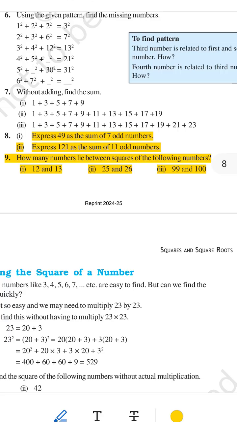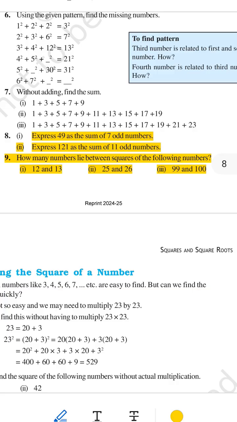Express 49 as the sum of 7 odd numbers. We know 49 equals 7 squared. So we add the first 7 odd numbers. Odd numbers are 1, 3, 5, 7, 9, 11, 13. Add them. 1 plus 3 is 4. 4 plus 5 equals 9. 9 plus 7 equals 16. 16 plus 9 equals 25. 25 plus 11 equals 36. 36 plus 13 is 49. So 49 equals 1 plus 3 plus 5 plus 7 plus 9 plus 11 plus 13.